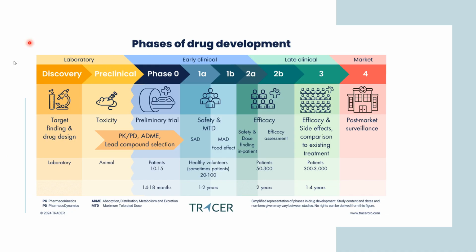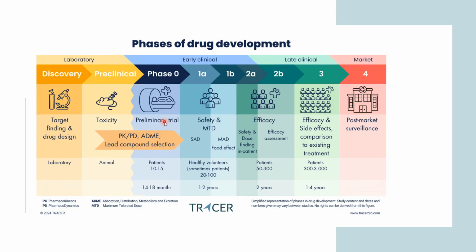For that you can check the toxicity of the drug developed, and then you can go through phase 0, the early clinical stage. Here you find out the toxicity of the lead compound and its limitations, and then you test it on humans. The patient range is 10 to 15 humans, and the trial period is 14 to 18 months.